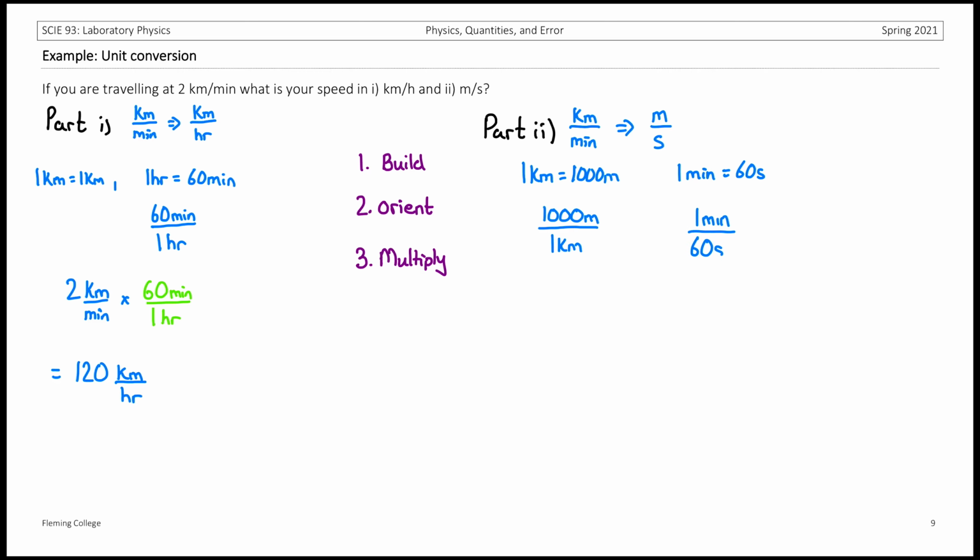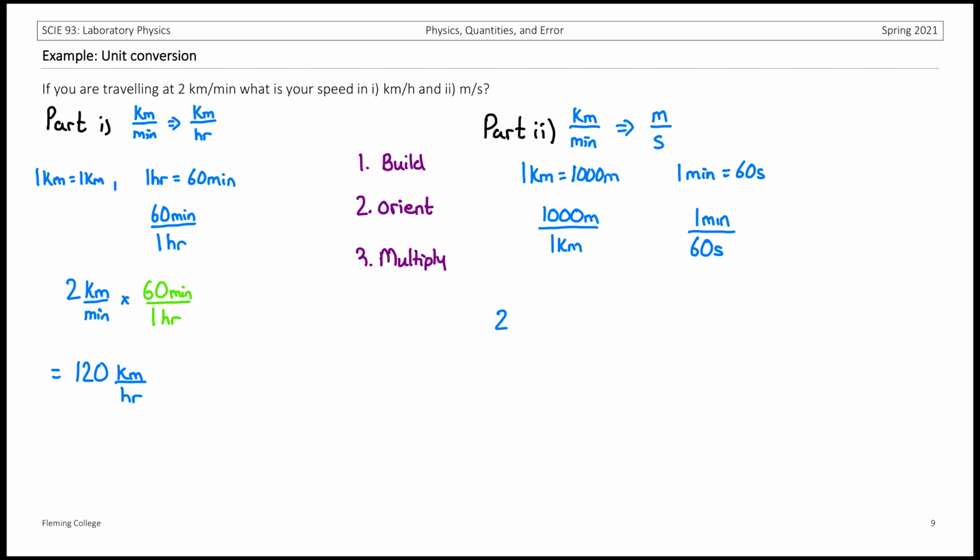How did I know to do this? Well, I want to put the unit I want in the place I want it. So my final units require meters on top, so I choose the orientation with 1,000 meters on top. And my final units have seconds on the bottom, so I chose the orientation that puts 60 seconds on the bottom under 1 minute.